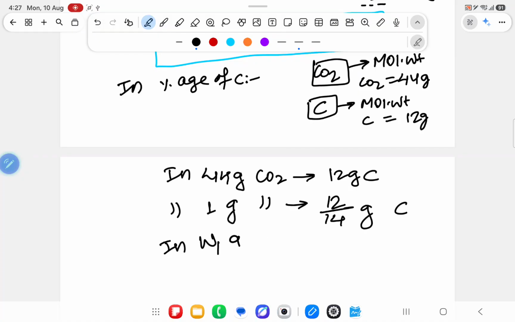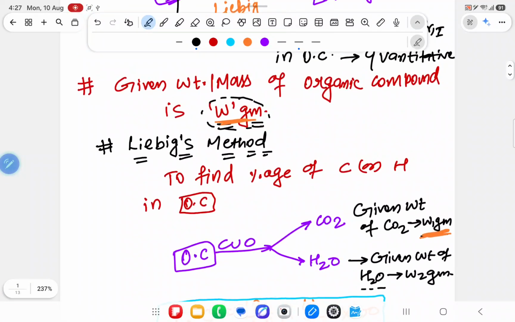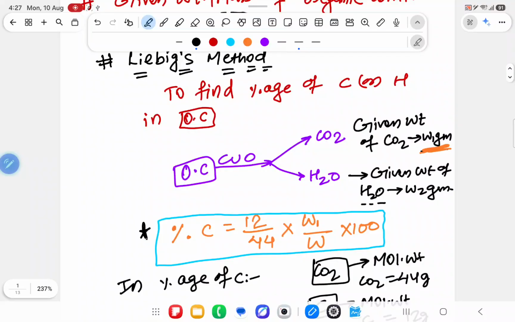In W1 gram of carbon dioxide, means question understood. They will tell you the question also, I will write, don't worry. First I will tell you that this total topic, if you learn the formulas directly, it is a good idea. 4 to 5 formulas you have to learn directly.